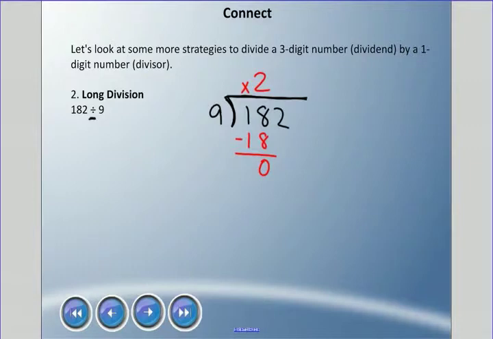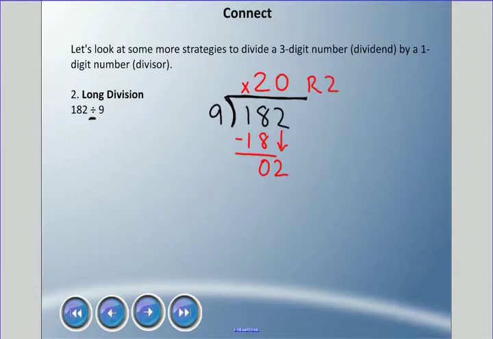Now, we're no longer dealing with 18. We're dealing with this 0 here. 9 can't times something to equal 0. That's impossible. So what we need to do here is bring down this 2. Because it can't happen, we put a 0 there. And so can 9 go into 2? No, it cannot. So we can say the answer here is 20 remainder 2.